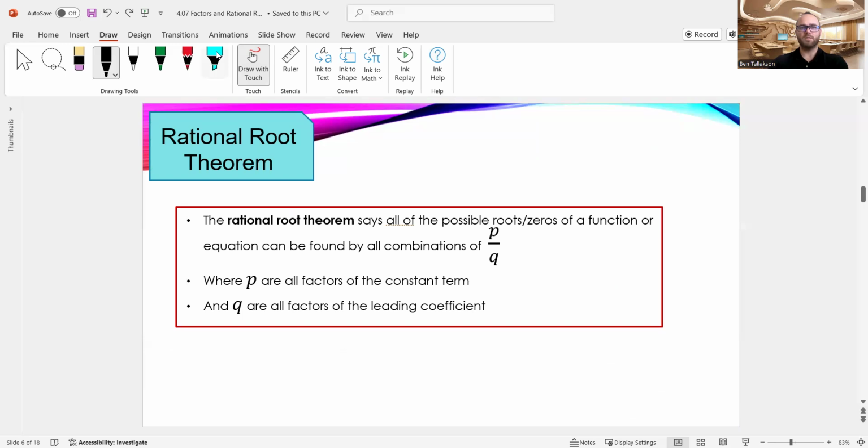The rational root theorem says all of the possible roots of a function or equation can be found by all of the combinations of P over Q. What is P and Q? P are all the factors of the constant term, where Q is all the factors of the leading coefficient. And I want to be very clear here. We're talking about the possible roots. They are not guaranteed to be the roots, but they're a maybe. It's up to us to find out which ones actually are.